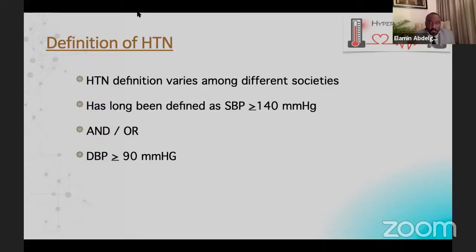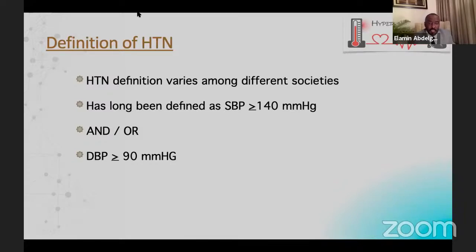Home blood pressure measurement did not push the American guideline authors to change the threshold for treatment. They kept it at 130 over 80, while the Europeans, given that the usual readings at home are a bit lower than in the stressful environment of the clinic or office, kept it at 135 over 85, equal or more, for systolic and diastolic respectively.